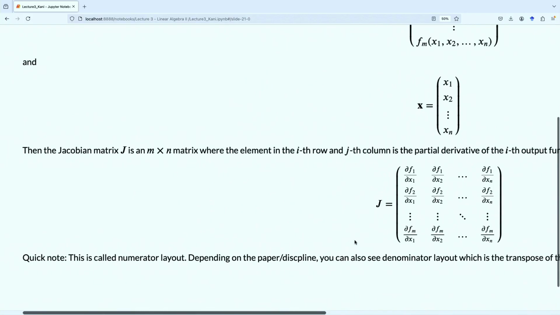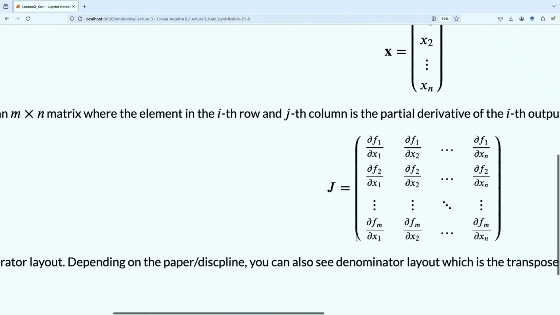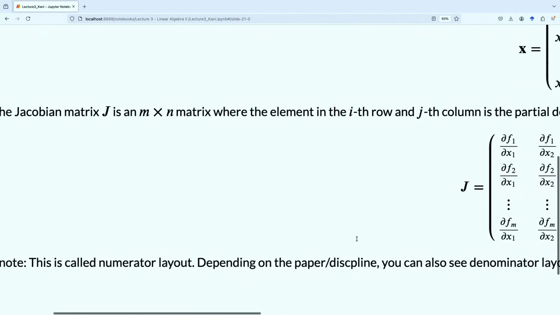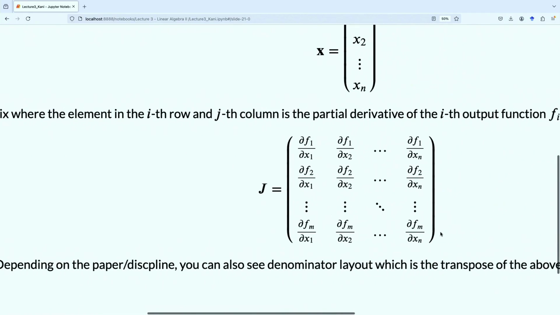One important thing to note is that hopefully this is the layout you're used to. This layout is called the numerator layout. There is also an analog to this, the denominator layout, where each row represents a different variable that you take the derivative with respect to, and each column represents a different function. It's basically this matrix transposed.